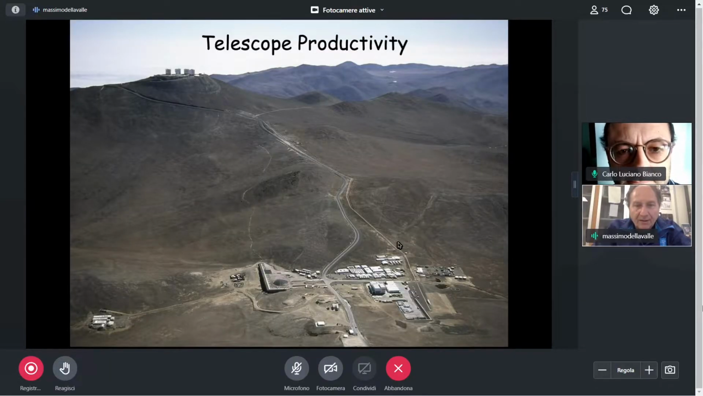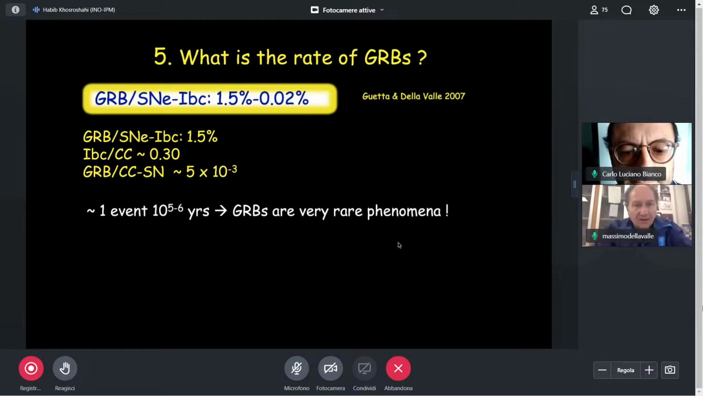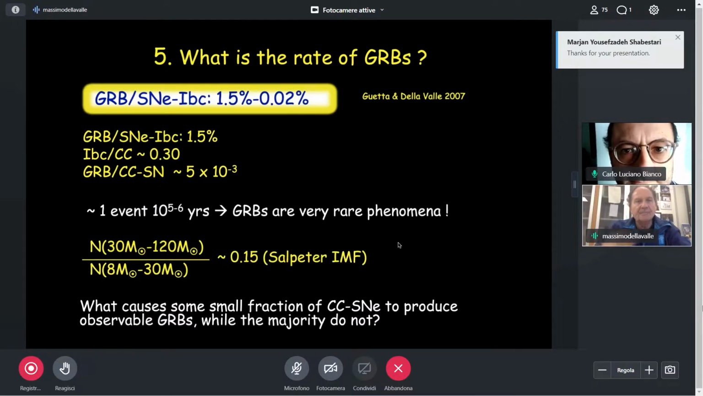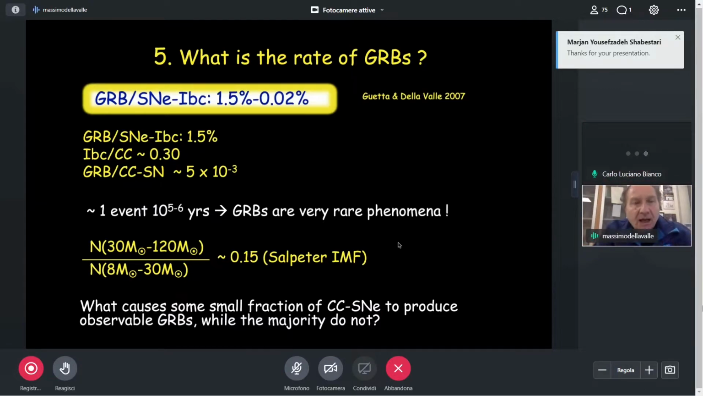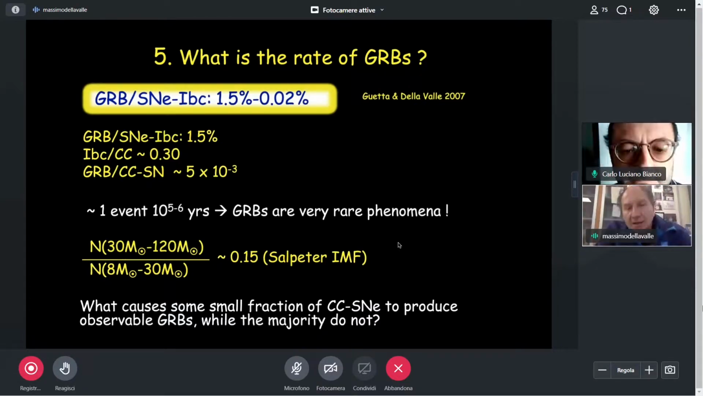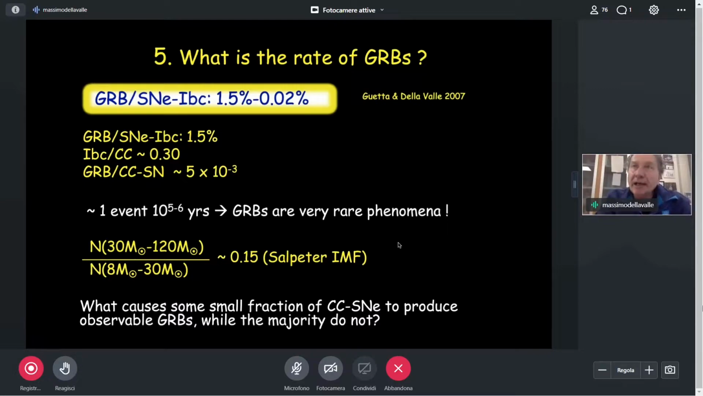Okay, I think this could be the slide that you missed. The ratio between long duration gamma ray bursts and type Ib/c supernovae is between 0.02% and 1.5%, and this range is related to the so-called beaming factor. 1.5% corresponds to a beaming factor of the order of a few degrees, and 0.02% corresponds to the case of isotropic emission. Is that your point?